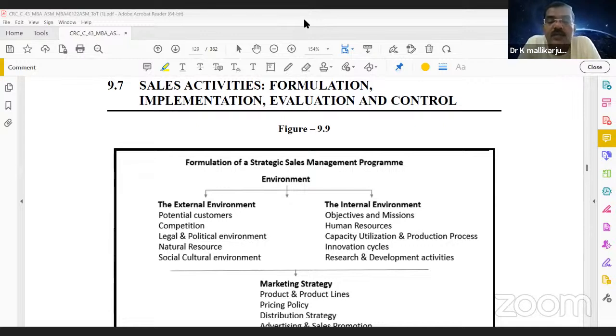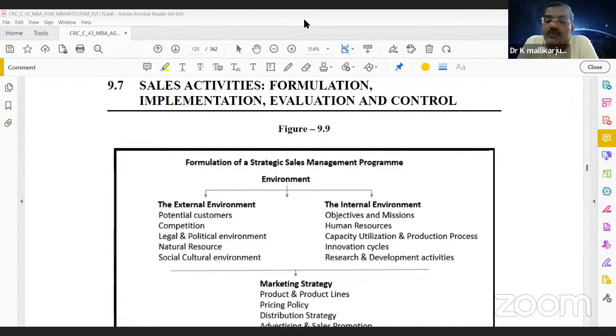Then the internal environment also includes human resources. So good, knowledgeable employees are required, and disciplined employees are required, and a good employee and employer relationship is required, and the recruitment process also must be very fair. The culture in the industry, what we call organization culture, is required. All of these also influence the sales management program of any company.